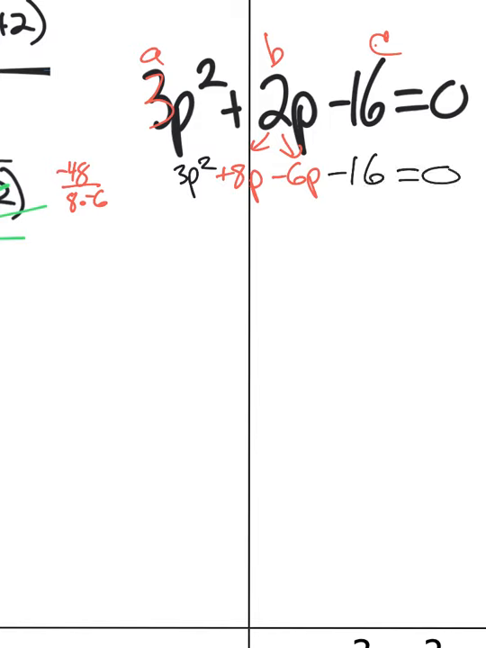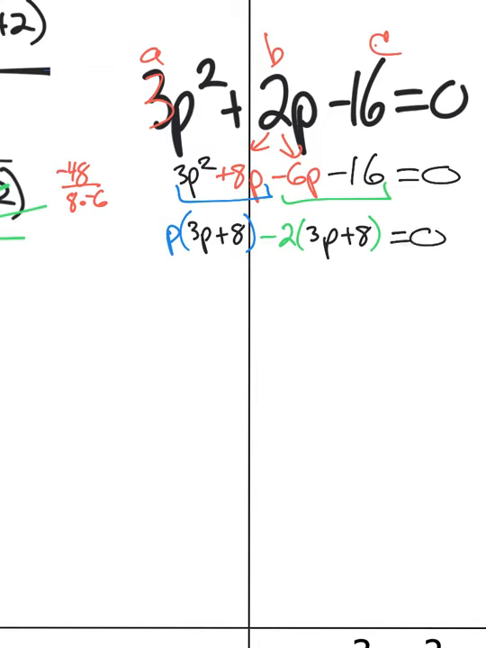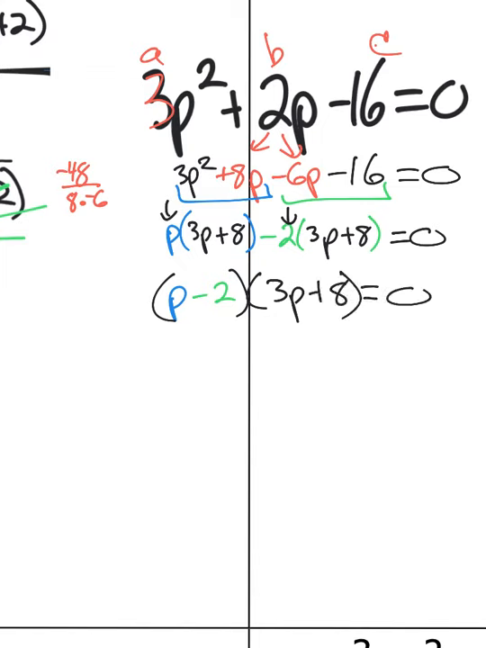Okay, and again, by doing a times c, I figured out the factors to break up positive 2 as. GCF here would be p, and I'd be left with 3p plus 8. GCF here would be negative 2, which would give me 3p plus 8. Okay, I rewrite with my GCFs, and then the 3p plus 8. What would give me 0, basically, in both these parentheses?